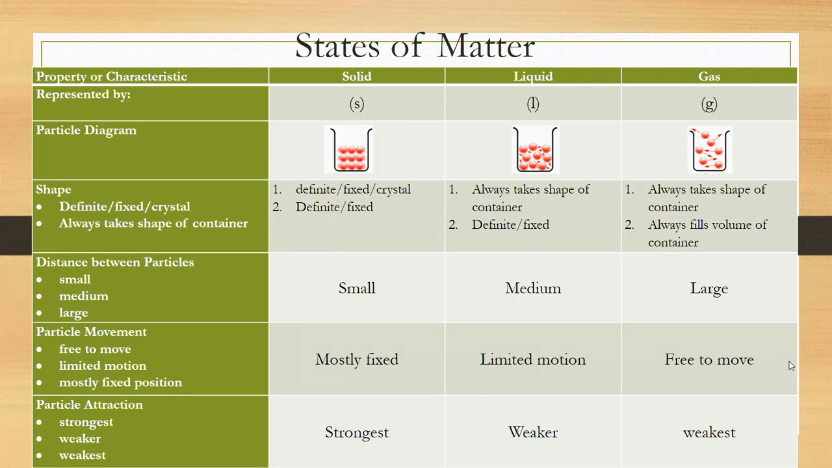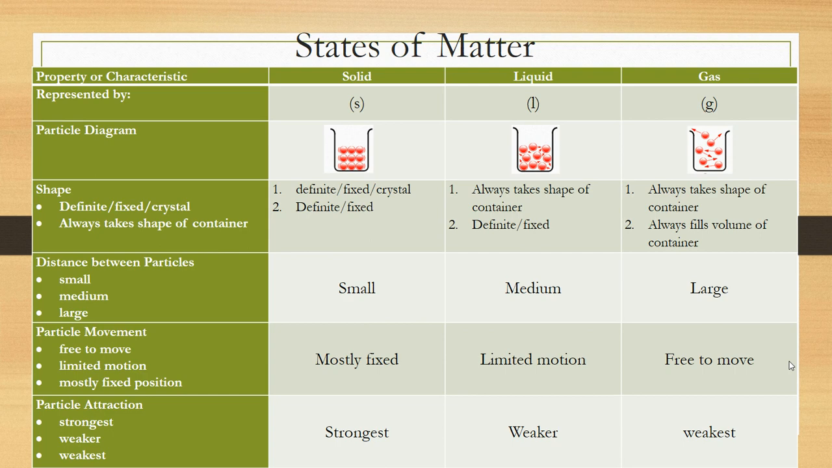The distance between particles is one of the key things that gives us these properties. In a solid, you have the smallest amount of distance. There's a medium amount of spacing in a liquid, and then the gas is mainly empty space. There's lots and lots of space in between them. That's why you can take a balloon and compress it to a certain point, because you're just shrinking that amount of empty space between the atoms and molecules.